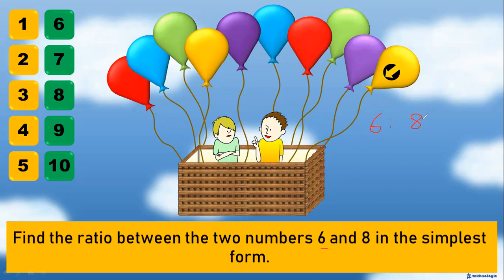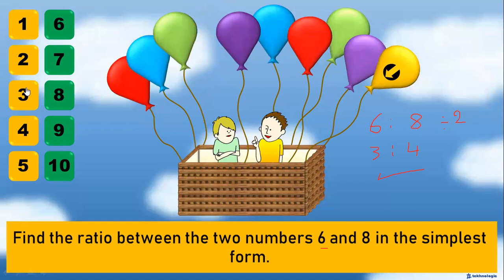So 6 to 8 is not in the simplest form. I will divide both of them by what? Both of them are divisible by 2. So 6 divided by 2 equals 3 and 8 divided by 2 equals 4. So this is the simplest form. Very good. I will throw a balloon now.